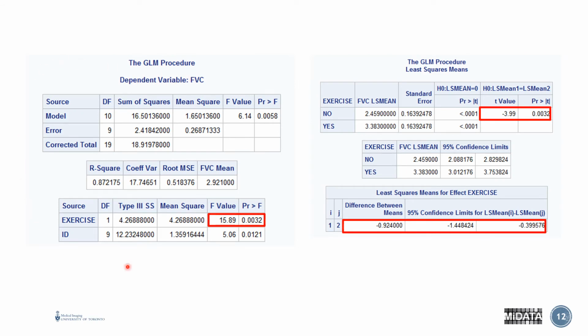So the first output here, you'll see right away that I only get type 3 sums of squares, and that's because I only asked for it in the model statement. First thing I'm going to point out is your p-value for exercise is significant. So there is a difference in FVC whether or not you exercise. If we look at the least square means, which we asked for, which is once again basically a paired comparison t-test, we're showing that there is a significant difference between the two.